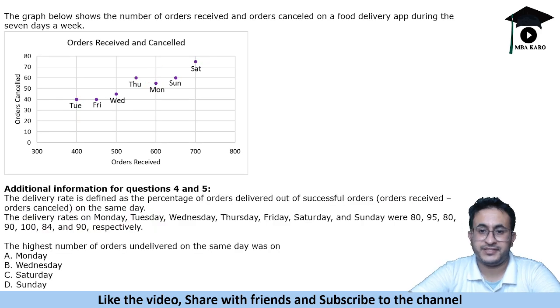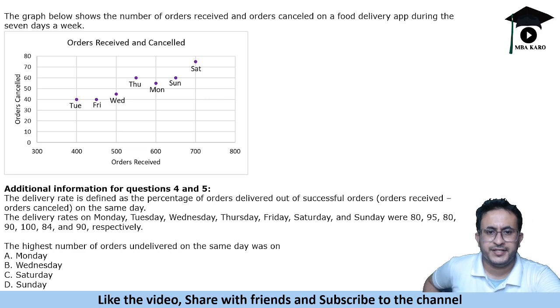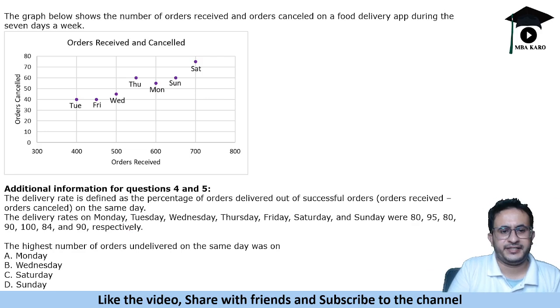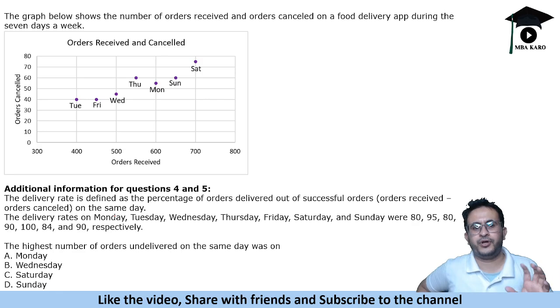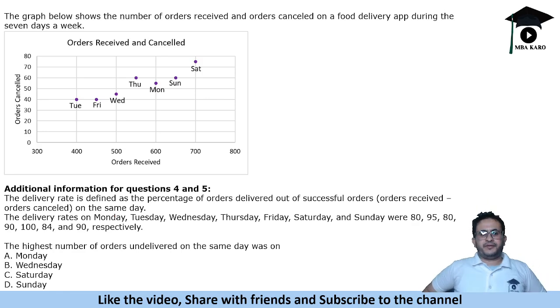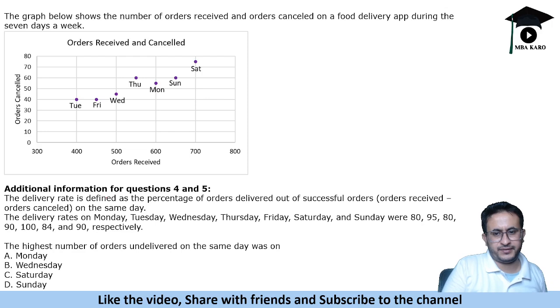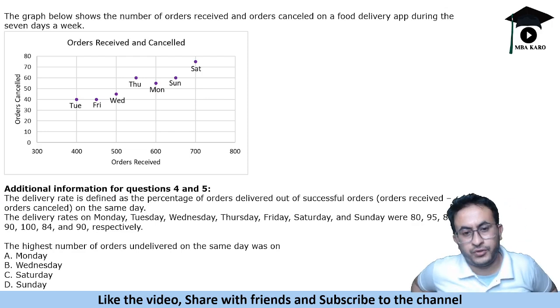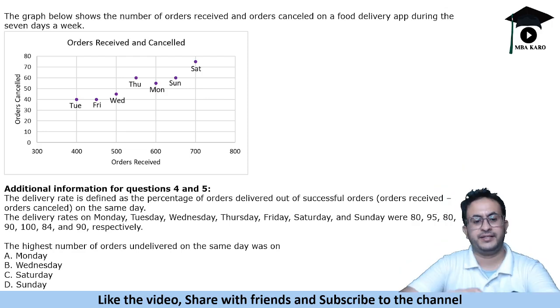Now we are given some additional information for 2 more questions. It says that the delivery rate is defined as the percentage of orders delivered out of successful orders. Okay, so delivery rate is orders delivered over orders received minus orders cancelled. That is the percentage of orders delivered. The delivery rates on Monday, Tuesday, Wednesday, Thursday, Friday and Saturday were 80, 95, 80, 90, 100, 84 and 90 respectively.